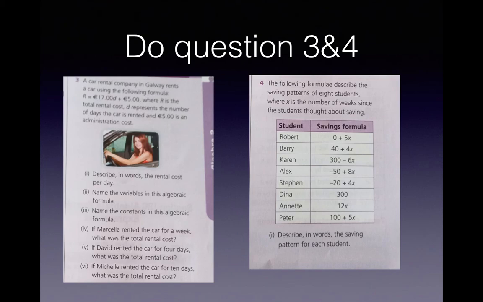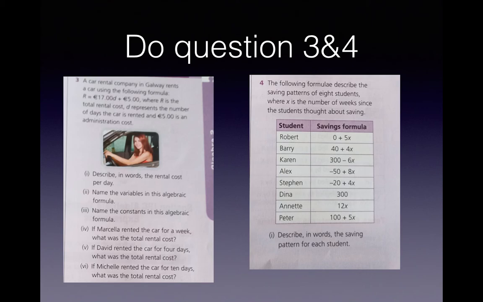If we go to Barry, Barry starts off with €40. So on week 0, Barry has €40 in his account. At the end of week 1, Barry has put €4 in, so he's got 44. At the end of week 2, Barry's put in 2 by €4, so 8 in total, he's got 48, and so on and so forth.